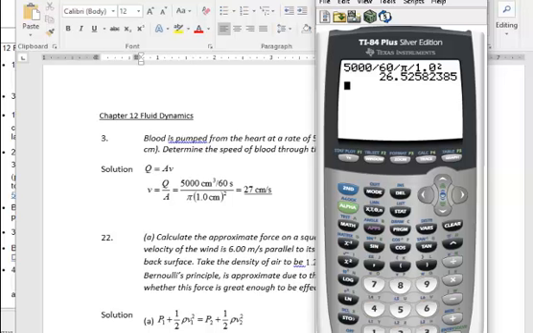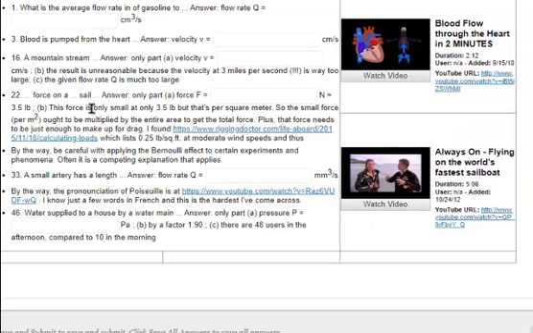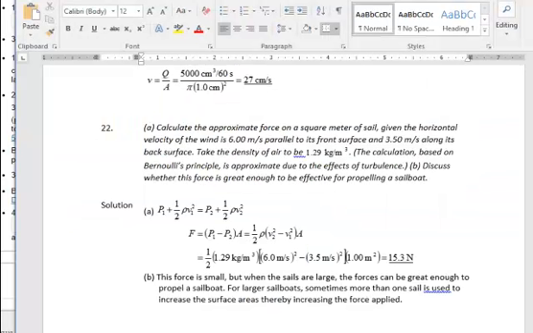All right, again, a little break. Let's see, force on a sail. That's the last problem that I want to do. The problem says this: calculate the approximate force on a square meter of sail, given the horizontal velocity is 6 meters per second parallel to its front surface and 3.5 meters per second along its back surface. Take the density of air to be 1.29 kilograms per cubic meter. Notice this is in kilograms per cubic meter.